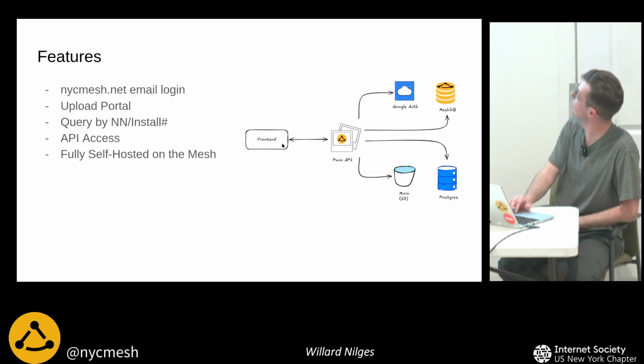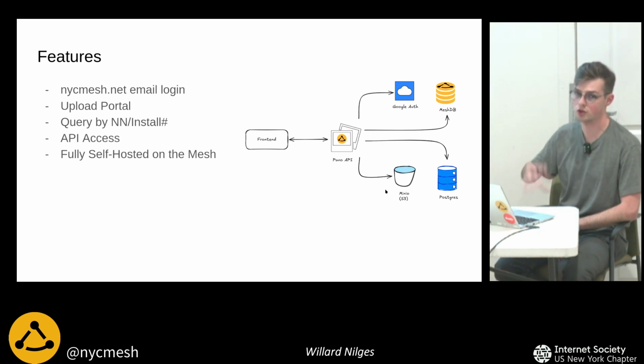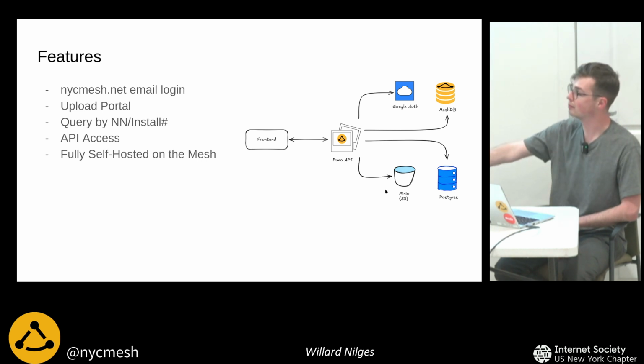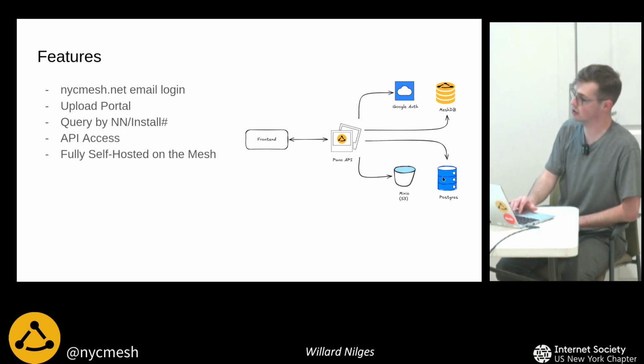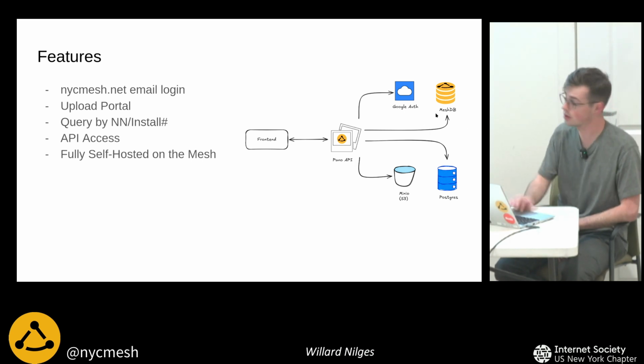But all this other stuff is self-hosted. So this is our existing JavaScript front end. This is a Python API. This is MinIO. It's basically an implementation of S3 that you can host yourself. This is just a Postgres database to back this API. And then we have MeshDB, of course.